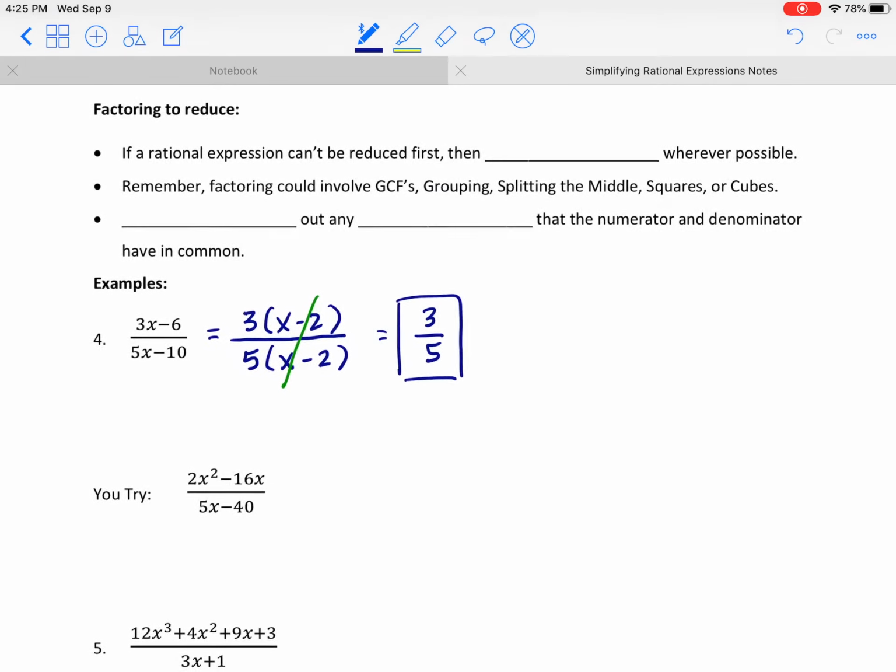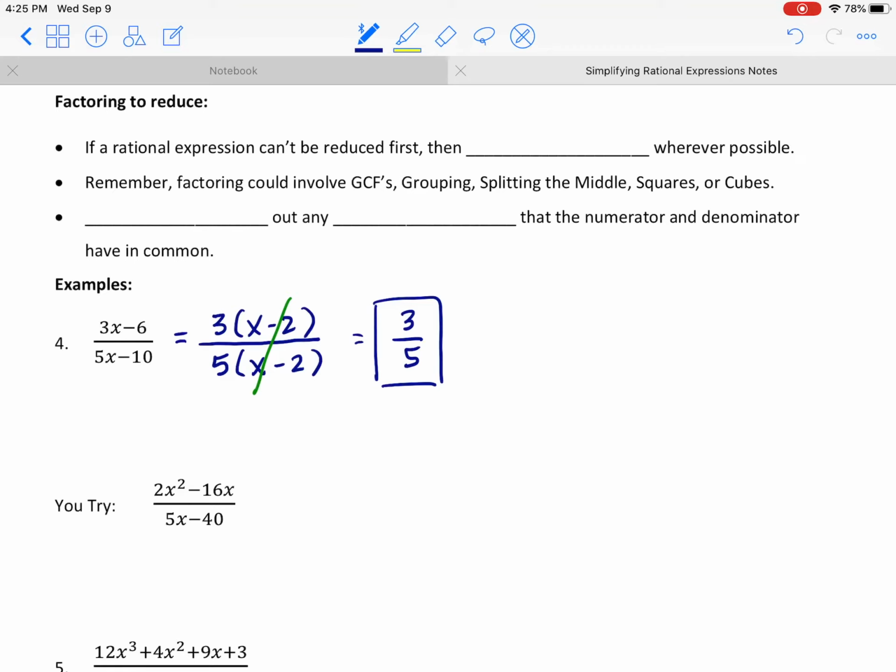Okay? So if a rational expression can't be reduced first, then we want to factor wherever that's possible. And remember, factoring could be GCFs, grouping. We did not learn to split the middle, sorry. We did bottoms up. There's like 100 ways to factor trinomials. Bottoms up, squares, cubes, whatever, all the factoring we talked about in module 1.5, all of those could be applied here. Once it's all factored, then we can try to reduce out any factors that our numerator and denominator have in common.